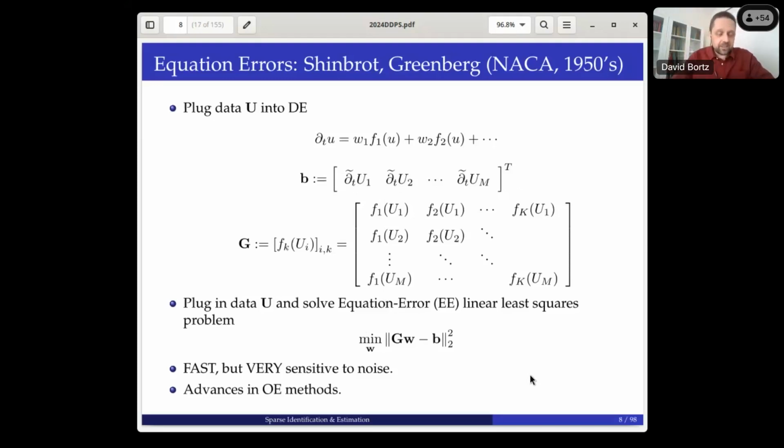So as I said, advances in output error methods really, this area did not receive as much development as it could have.